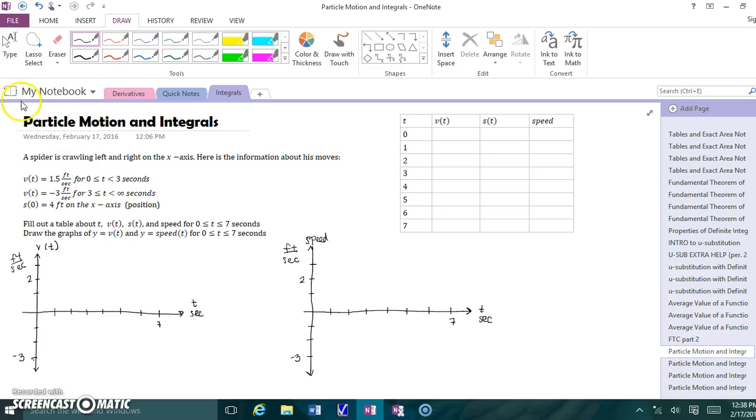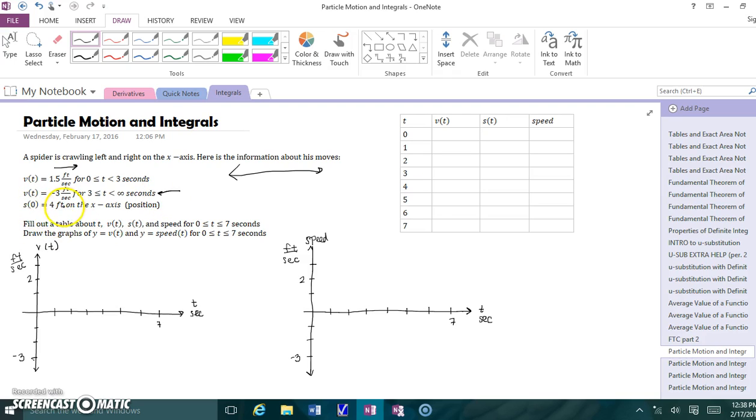So for your first problem, consider a spider that's crawling left and right on an x-axis. He's going back and forth. Here's information about his moves. For the first 3 seconds, up to but not including the 3rd second, he's going 1.5 feet per second. That is to the right. Then starting at 3 seconds and to infinity, he's going negative 3 feet per second. Remember, a negative velocity means he's going left.